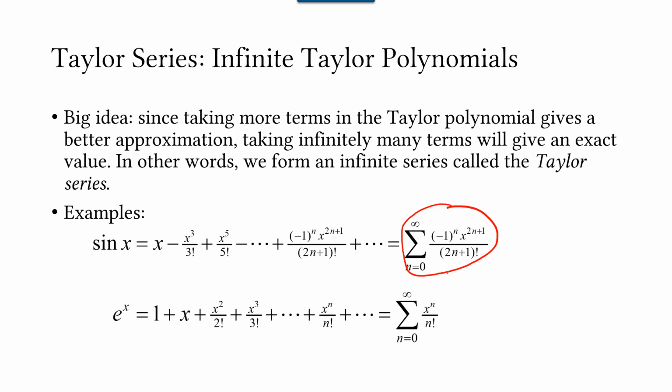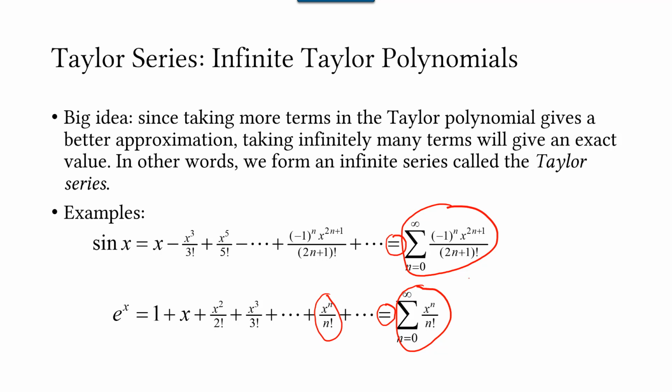Similarly, since we know the Taylor polynomial for e to the x and we know how to write down its nth term, which is here, we can write down the Taylor series expansion for e to the x. Now, an important difference between a Taylor polynomial and a Taylor series is the fact that we don't have the wavy equal signs representing approximation. We have actual equal signs, right? These are exact values now. They are not approximations to our functions. They are alternate ways of writing down the function.